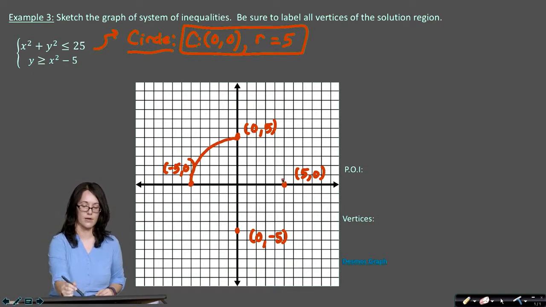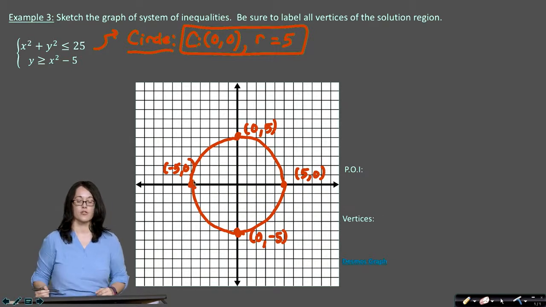Again, if you had a compass and a protractor, this would be so much better. You get your perfect circles. And they sell those at the store. They're only like $5 or $6 if you want one. Okay, so we have a basic sketch of our circle.